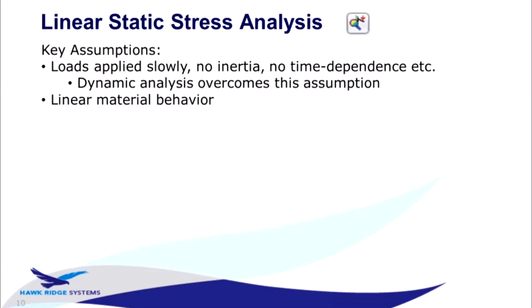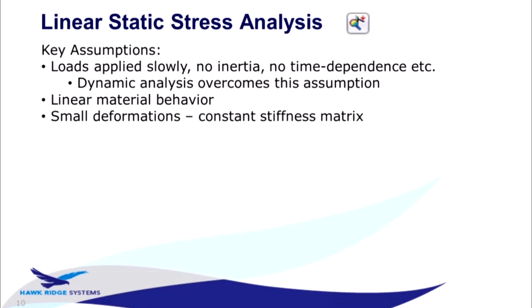The other assumption we make is that there is linear material behavior. So we model the stiffness of whatever materials we're working with as a straight line stress strain curve with a given slope. What that means is if we apply 1 pound of load and it moves 1 millimeter, if we apply 2 pounds of load, it will move 2 millimeters. We don't need to run that second study. The model will respond linearly to changes in loading.